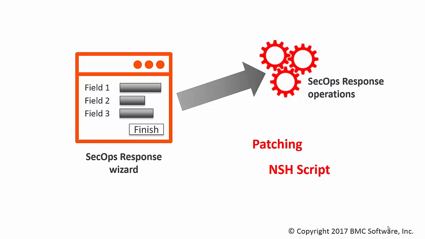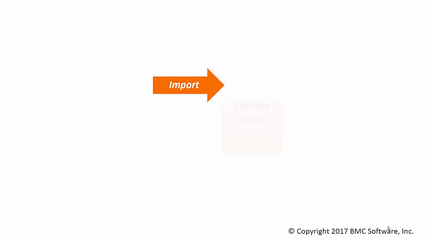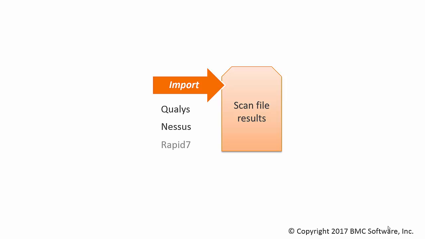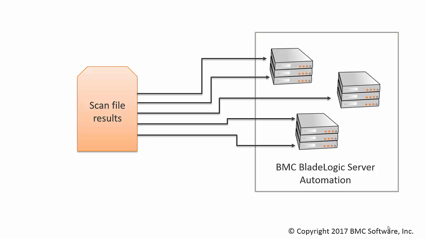Before you can remediate any vulnerabilities, you must first import the results of a vulnerability scan from a tool such as Qualys, Nessus, or Rapid7, and map those results to servers and remediation content in BSA. The process is demonstrated in another video.